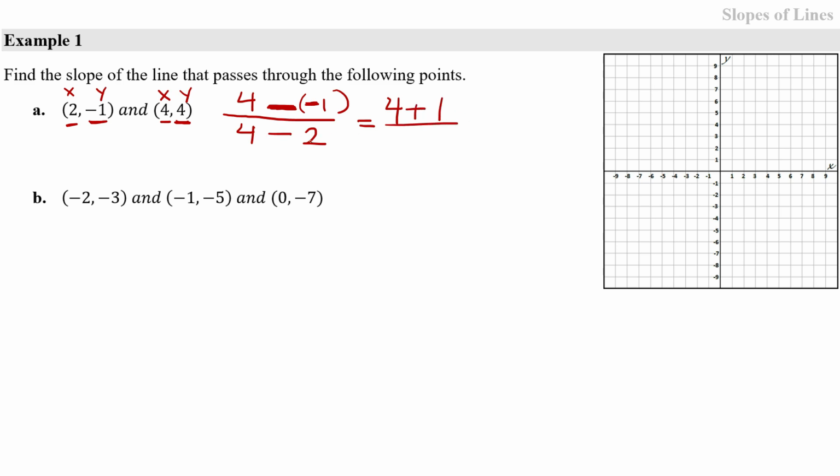On the bottom, 4 minus 2 is just 2. And if I simplify the top, 4 plus 1 is going to give you 5. So the slope is 5 over 2, and it is positive. That means our line has to go up from left to right. Okay? Now I can show you here if I graph those points.